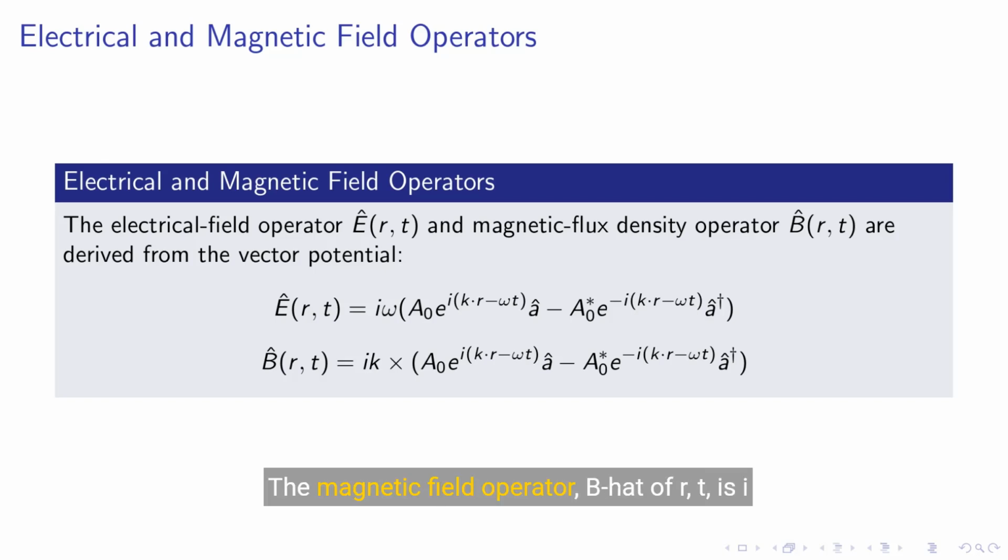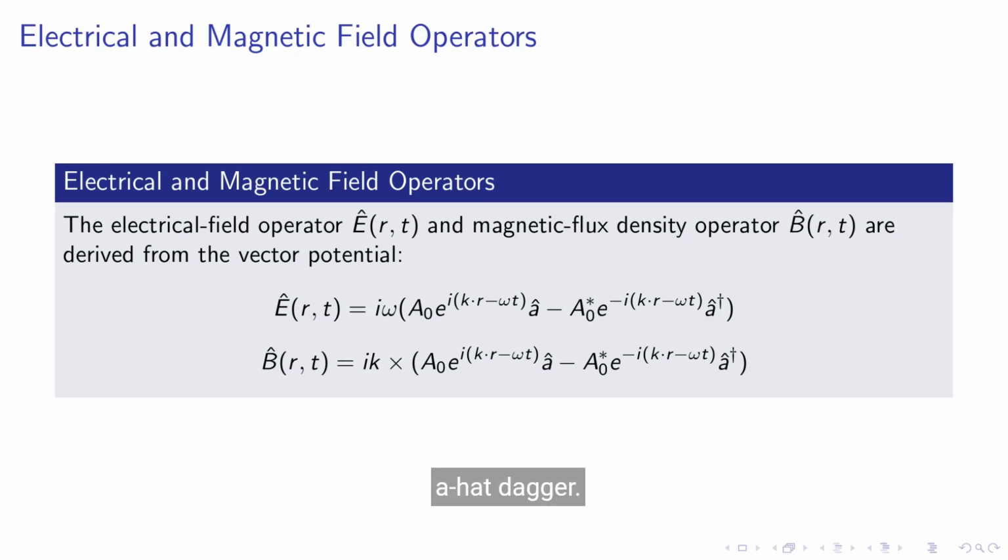The magnetic field operator B hat of r, t is i times k cross the difference between A0 times the exponential of i times (k dot r minus omega t) times a hat and A0 star times the exponential of negative i times (k dot r minus omega t) times a hat dagger.